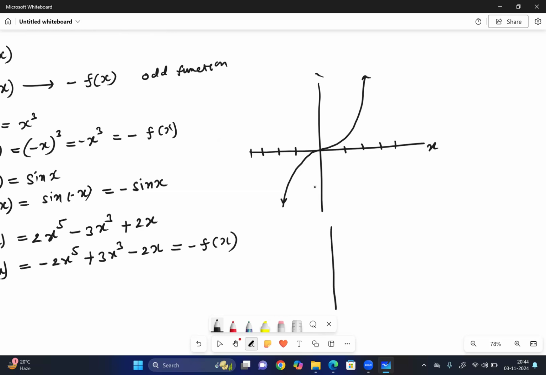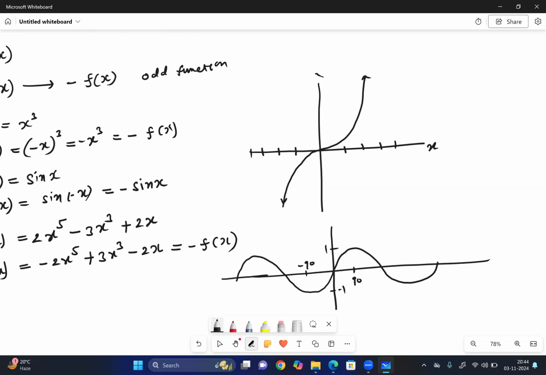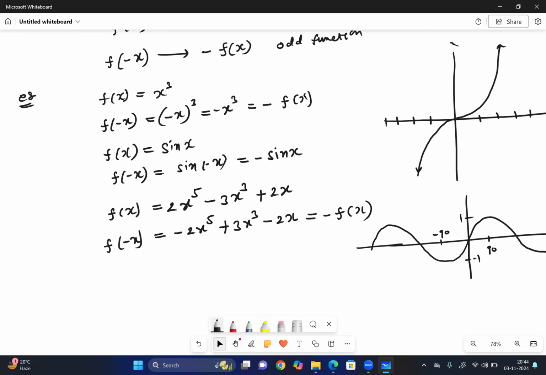And let's say I'm making a graph of sine x. The graph of sine x is something like this. And if I go to the left side, then it is like this. So for 90 degrees, I'm getting 1. So for minus 90 degrees, I'm getting what? Minus 1. That's how it is. So that's why it is an odd function. Hope this is clear to you.